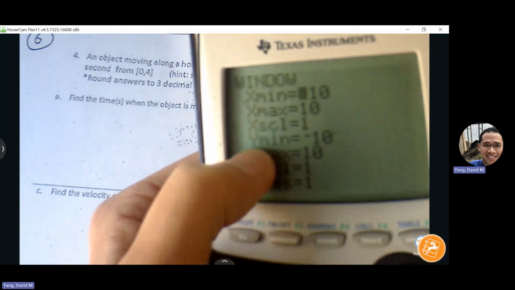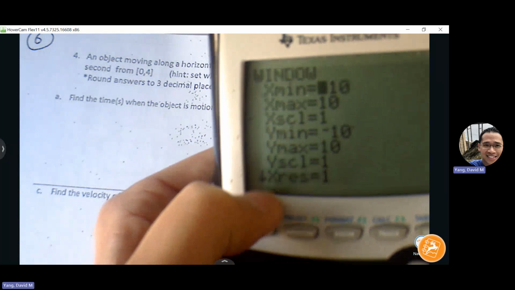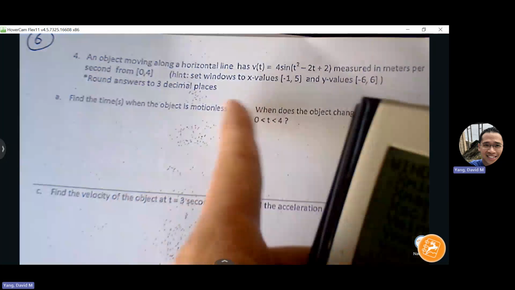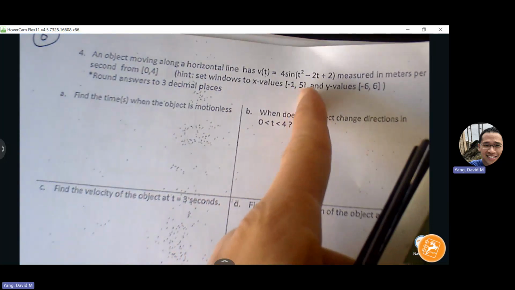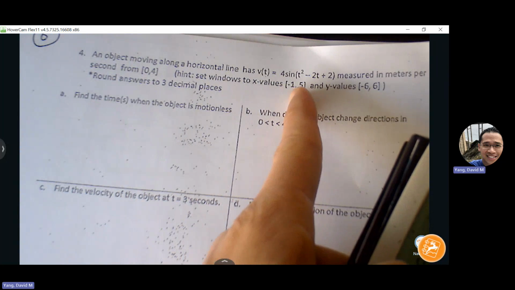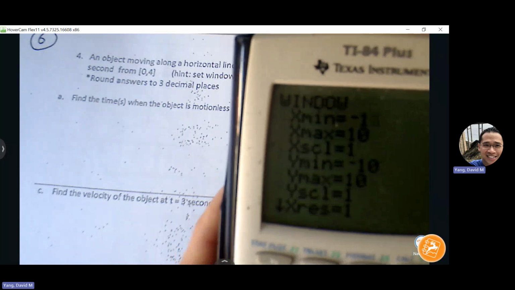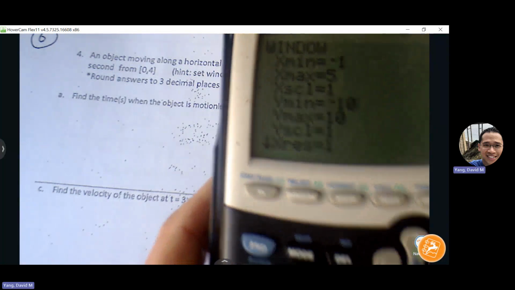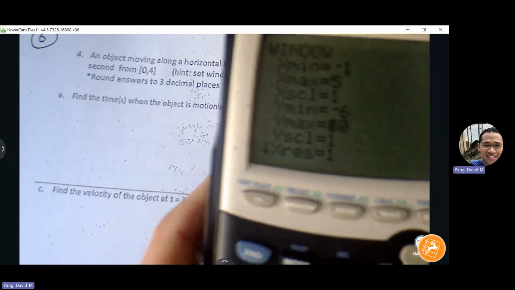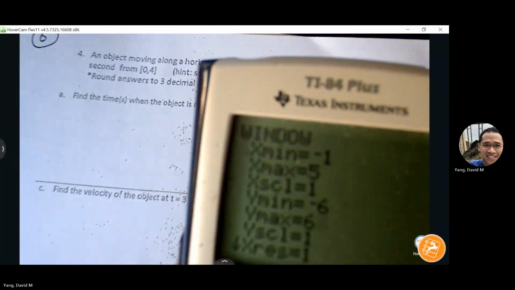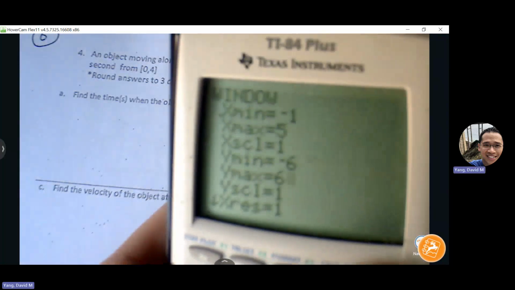These are the only 4 numbers you're ever going to play with. Don't look at the scale. Don't look at anything else. So here, we're going to set from -1 to 5. So -1 for our x. We only need to go as far left as -1, and as far right as +5. For the y values, we want to go as far down as -6 and as far up as 6. Next up, you're going to hit graph.